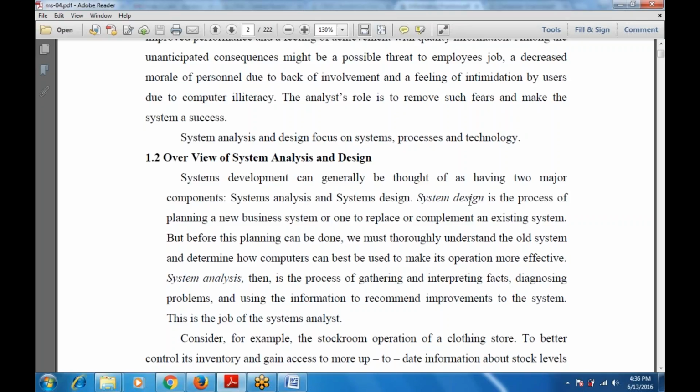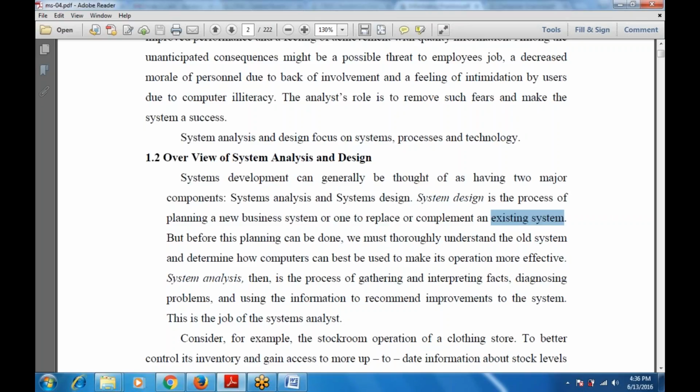Yes, development is the coding part, but that again includes two parts: one is analysis, one is design. And now look over the screen. This is available on the screen. System design is a process of planning a new business system or one to replace or complement an existing system. So either we are building a new system, or we are replacing or complementing an existing system.